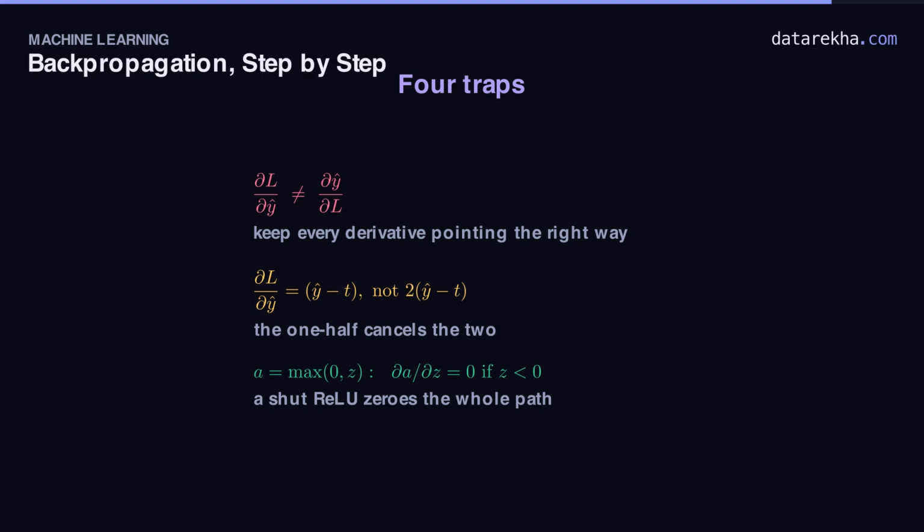Never skip a link. And trap 4, the vanishing gradient. A sigmoid's derivative never exceeds a quarter, and out in its flat tails it's nearly 0. Stack many sigmoid layers, and you multiply a chain of tiny numbers together, so the signal reaching the early weights shrinks to almost nothing, and they barely learn. It's the classic reason deep networks reach for ReLU instead.